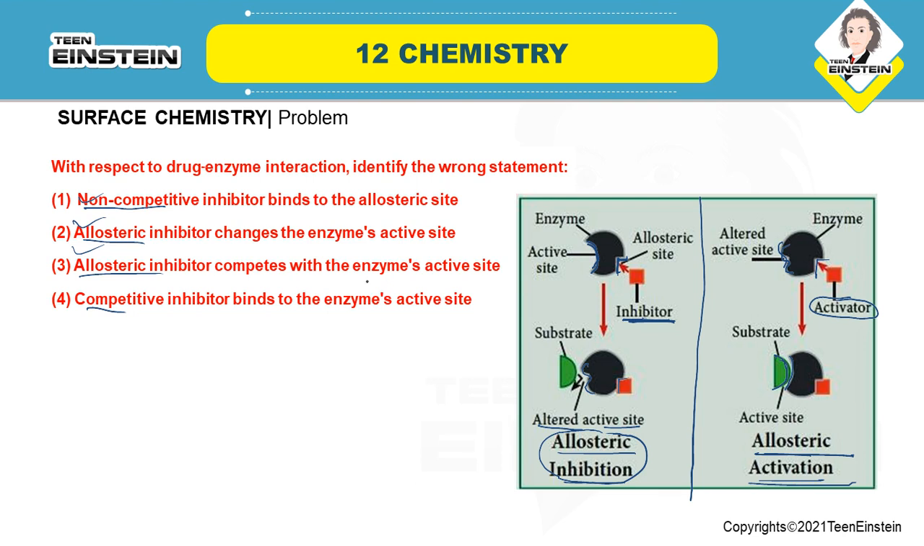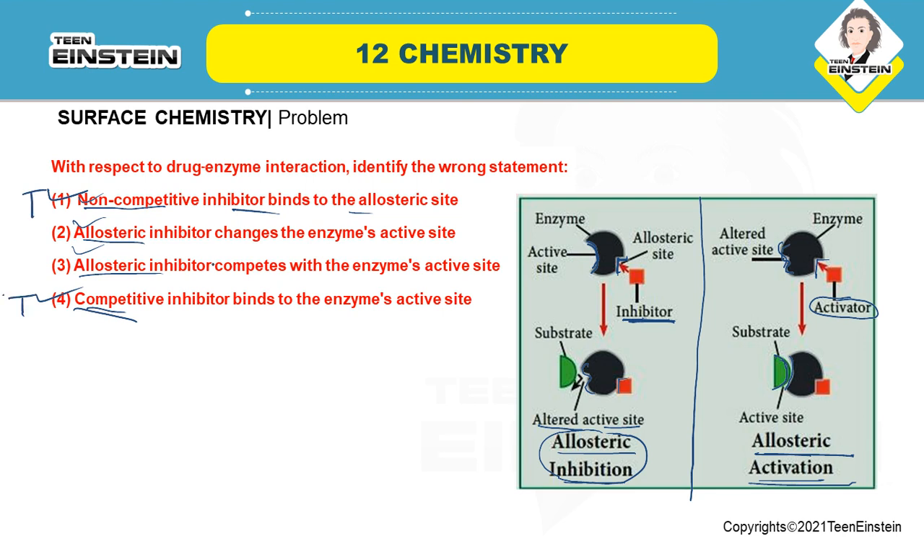So see, among these four, one of them will be false. Non-competitive inhibitor binds to the allosteric site. It is obviously true. They do not approach the active site. Competitive inhibitor approaches the active site. So this is also true. This is correct. This is also correct.